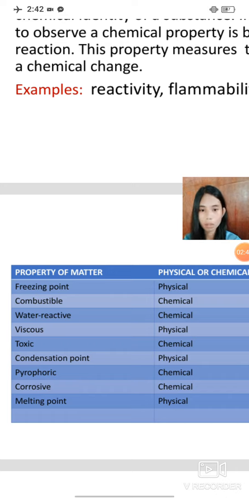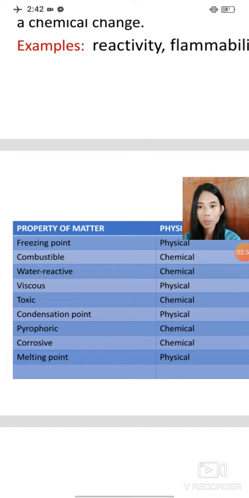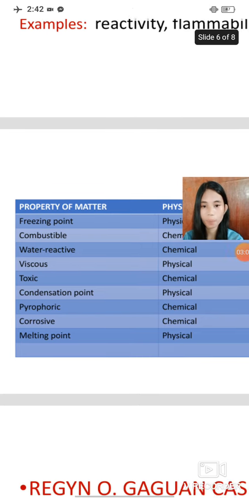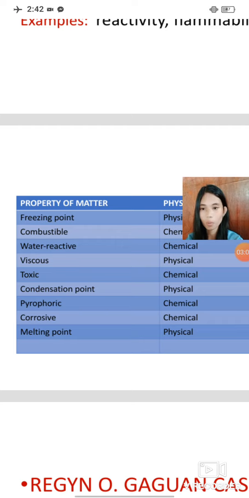And then toxic is a chemical property, the substance's ability to cause harmful effects. Condensation point, physical, like water vapor. And then pyrophoric, chemical. Pyrophoric materials are often water reactive, meaning they can ignite on contact with water or humid air.